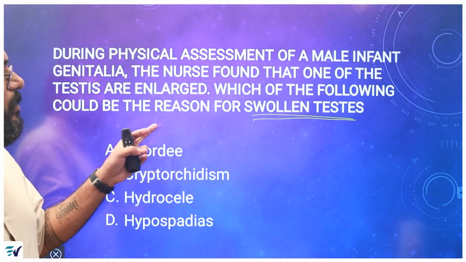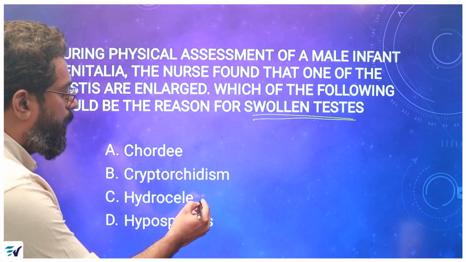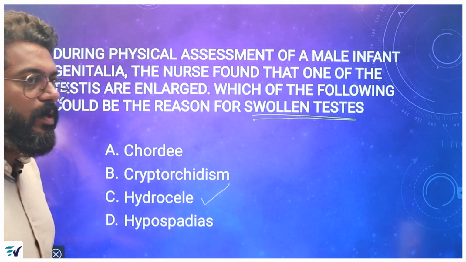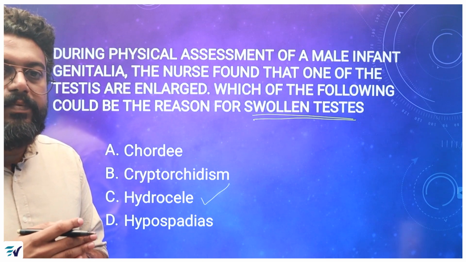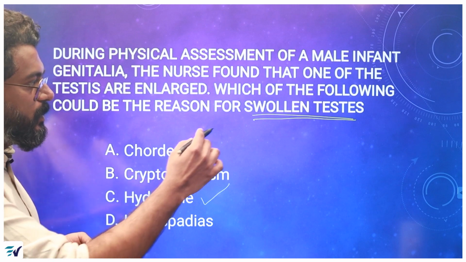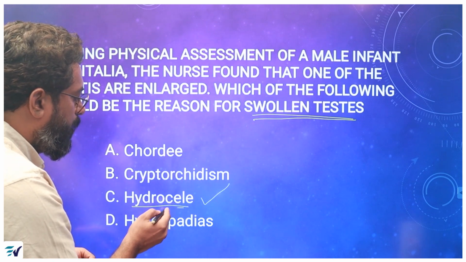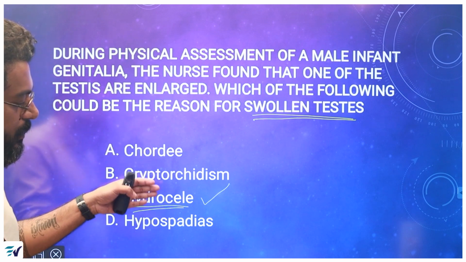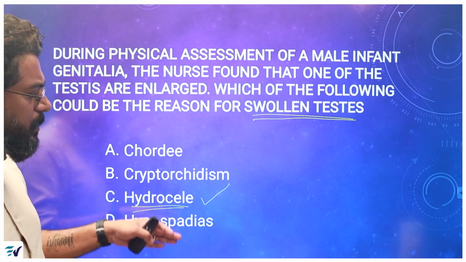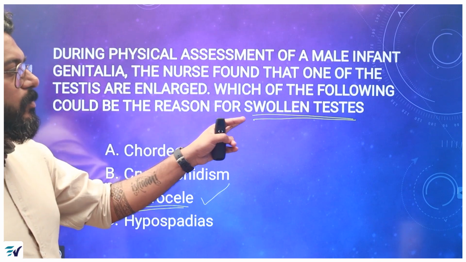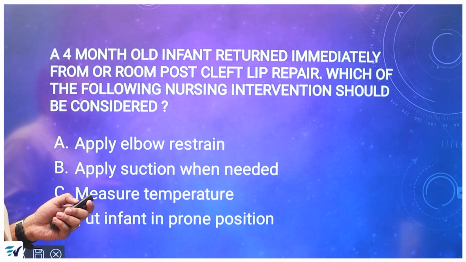The question is about the swelling of the testis. Swelling of the testis is associated with hydrocele. Hydrocele means there will be a fluid-filled sac in the scrotum due to inflammation of the testis. So swelling of the testis is associated with the condition known as hydrocele. All these conditions are birth defects, but here the question is about swollen testis, and so the answer is hydrocele. Next question.